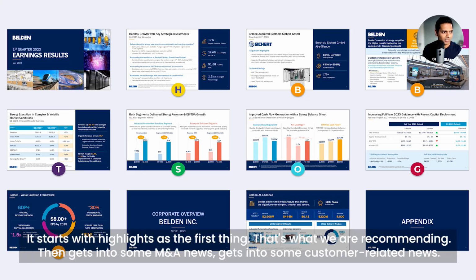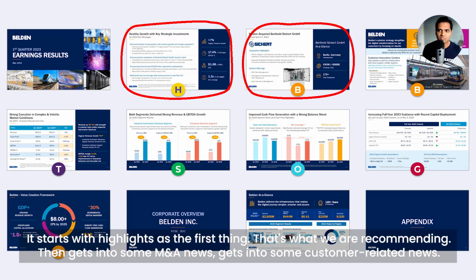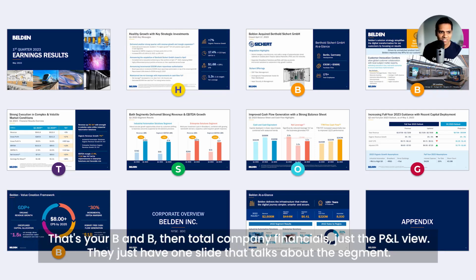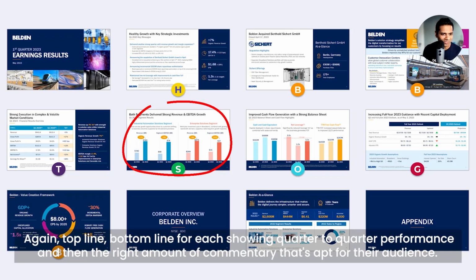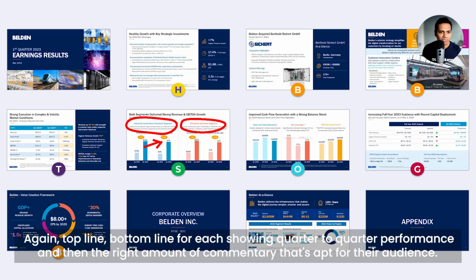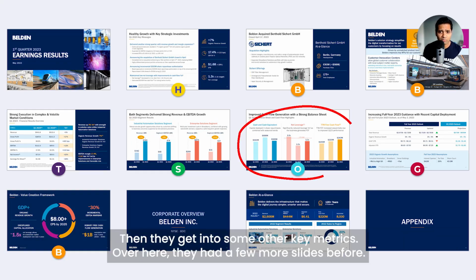It starts with highlights as the first thing. That's what we are recommending. Then gets into some M&A news, gets into some customer related news. That's your B&B. Then total company financials, just the P&L view. They just have one slide that talks about segment. Again, top line, bottom line for each, showing quarter to quarter performance, and then the right amount of commentary that's apt for their audience. Then they get into some other key metrics.